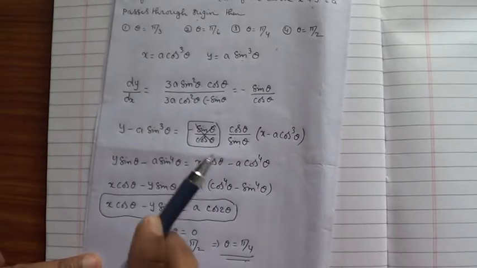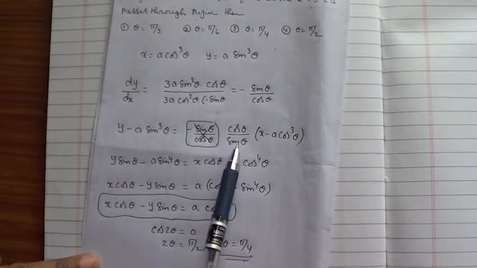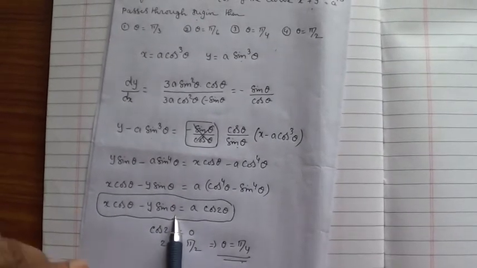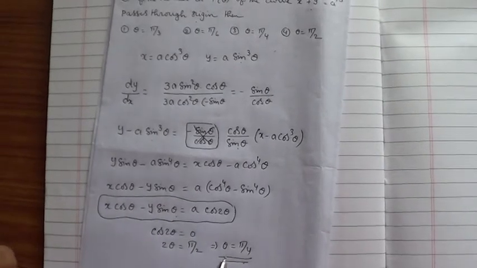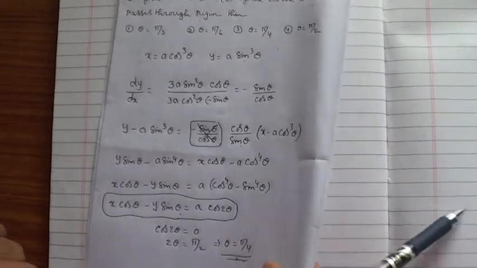Right? So we differentiated, we got the slope of the tangent. This is the slope of the normal. So we got the normal equation. This normal is passing through origin. That's why we got theta is equal to pi by 4. Okay, next question we are discussing.